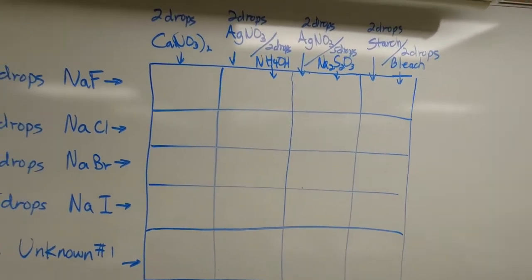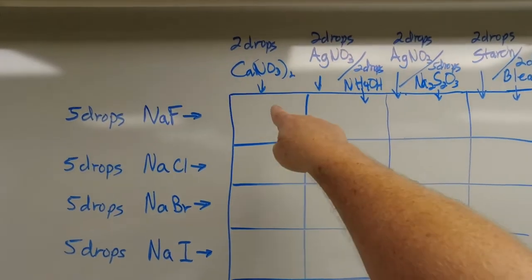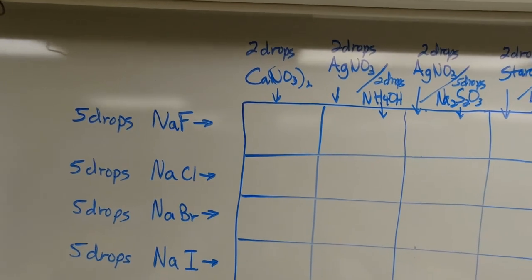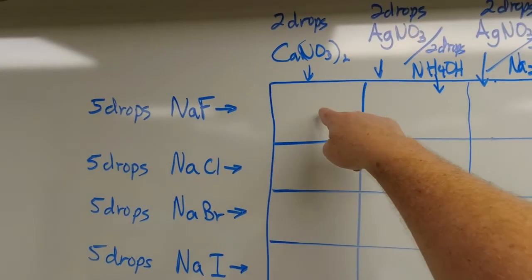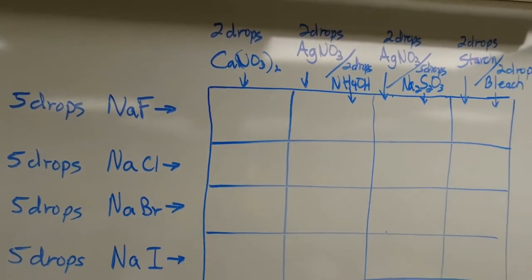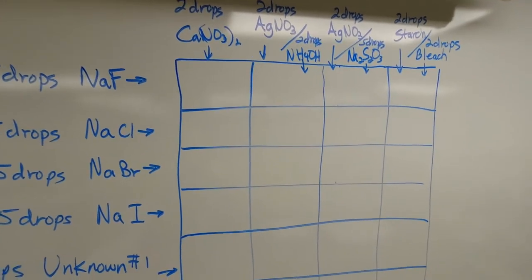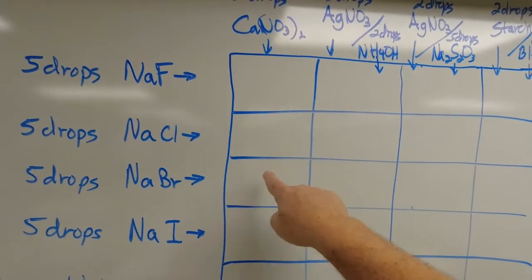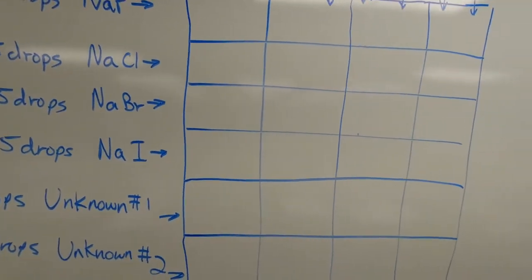What we're going to do is add chemicals. In this first row going down, we're going to add 2 drops of calcium nitrate, Ca(NO3)2. We're going to put 2 drops, and we're going to look for any kind of change. Any kind of change would be it not being clear, because calcium nitrate is also clear. So 2 drops in here, 2 drops in here, 2 drops in here. We're going to put 2 drops in every single one.